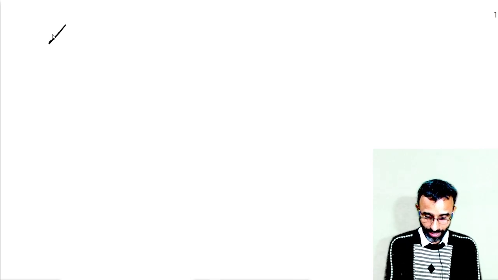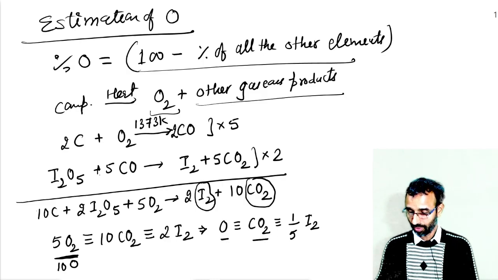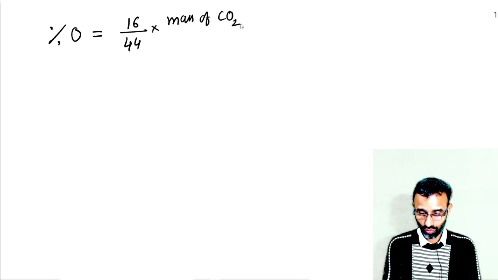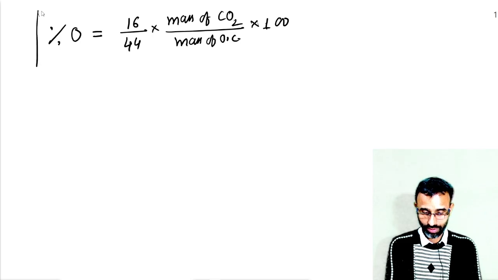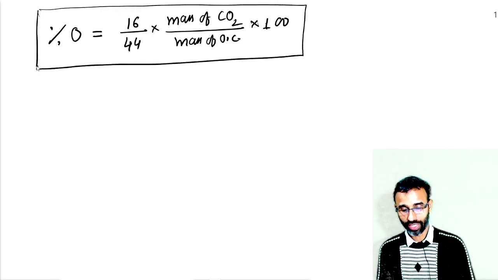So percentage of oxygen in terms of carbon dioxide. See, one oxygen is equivalent to 1 CO2. And what is the mass of one oxygen? That is 16. 16 divided by 44 into mass of CO2 divided by mass of organic compound into 100. Got it?